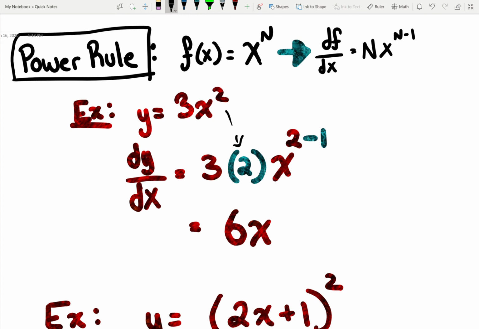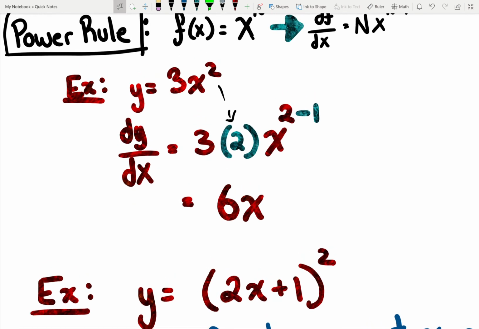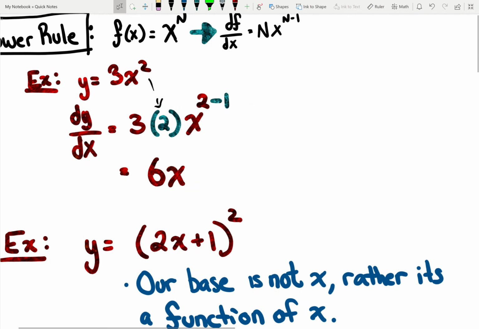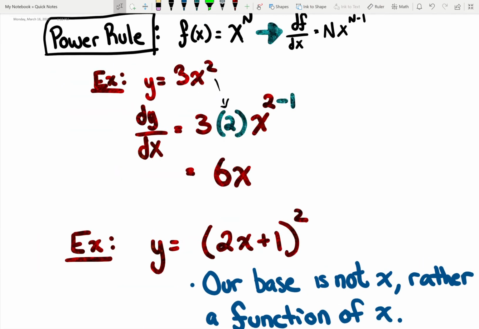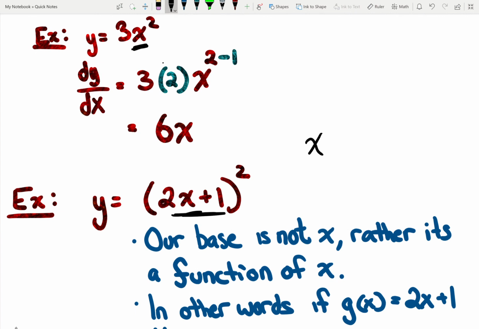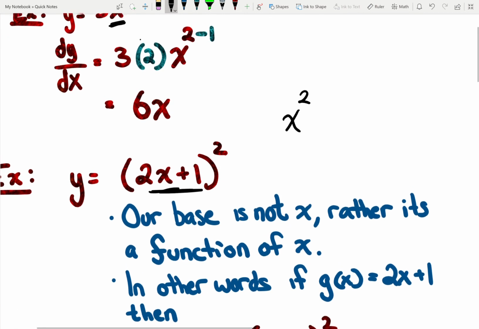Okay, good. That should be a review for almost everyone. Now, let's take a look at this guy. We have y equals 2x plus 1 squared. So note that for this guy, our base is not x. See how in this previous one, our base was x? In this one, it's not x. Instead, it's a function of x, right? It's like something multiplying x and then adding or subtracting. So in other words, we don't have x raised to the second power. We have a function g of x, which equals 2x plus 1, raised to the second power.